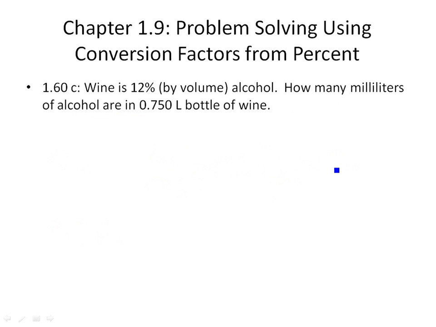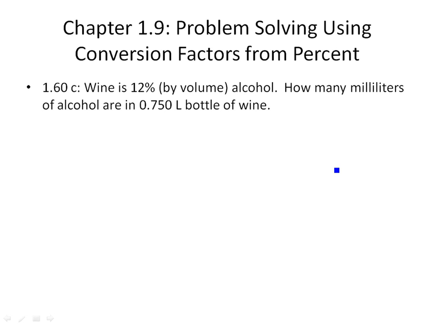Okay, problem 1.60C. It's a little bit more difficult for some of the students because we're using a percentage. What you want to remember is that a conversion factor from a percent just means that there are so many parts per 100 parts. It's always out of 100. That's what a percentage is. So here we've got that a wine is 12% alcohol by volume. How many milliliters of alcohol are in a 0.750 liter bottle of wine?